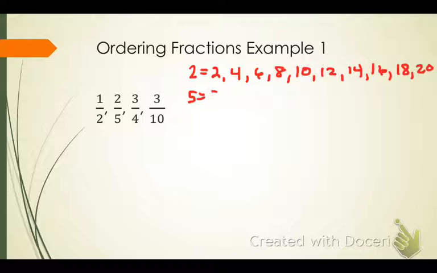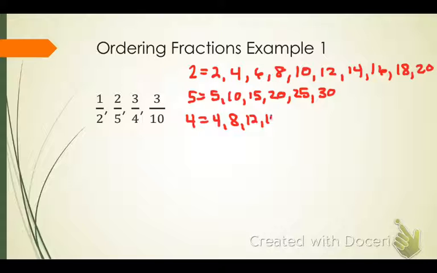5, 10, 15, 20, 25, 30. That should be good. If I need more, I can always go back and add more. 4, 8, 12, 16, 20, 24, 28. Again, I'm just going to write down some and then check it out. And if I need to add more, I can.